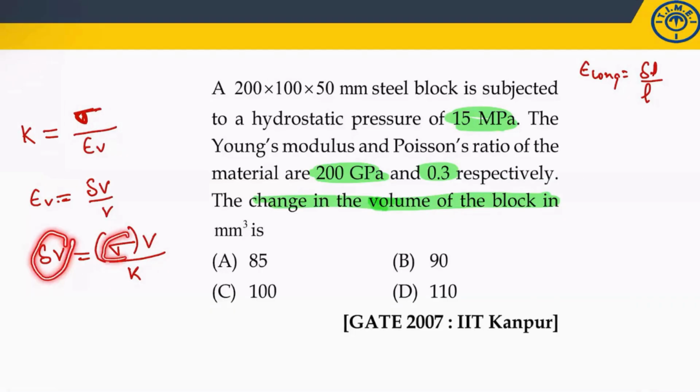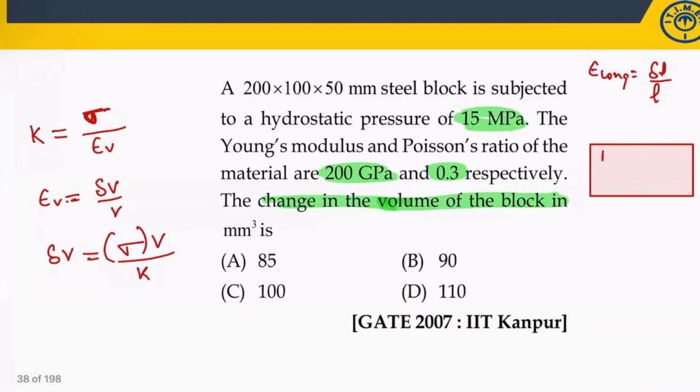The hydrostatic stress is given. Volume you can also calculate. But how will you calculate the K value? Because E and mu are given, and there are two important relations between the elastic constants. The first one, which I have discussed previously, is E is equal to 2G(1 plus mu), and E is equal to 3K(1 minus 2 mu). Okay, so these are the two relations between the elastic constants. E is the Young's modulus, G is the shear modulus, mu is the Poisson's ratio.